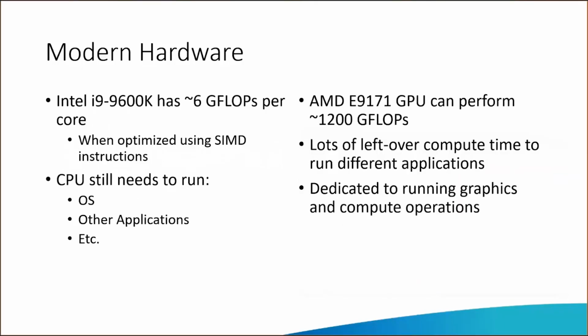So modern hardware, I just want to compare GPUs to modern CPUs a little bit to give you a better idea of the computation power available. So for example, the Intel i9-9600K, which is a very high-end, fairly modern Intel CPU, supports about 6 gigaflops. And if you're not familiar with a gigaflop, it's basically a billion floating point operations per second. I'm just going to refer to that as basically 6 billion math operations per second per core on the CPU. And this is when optimized using the special SIMD instruction sets available on x86.